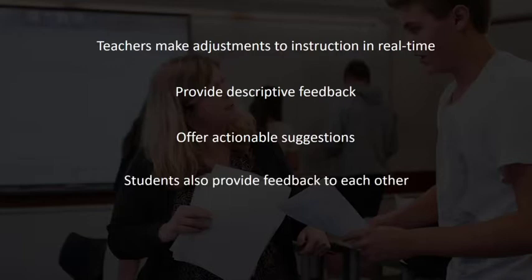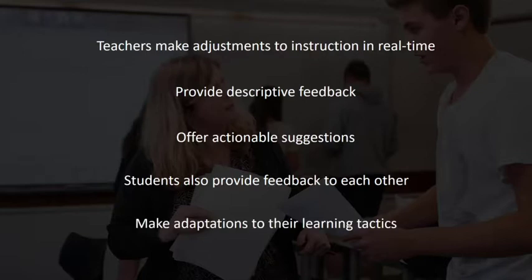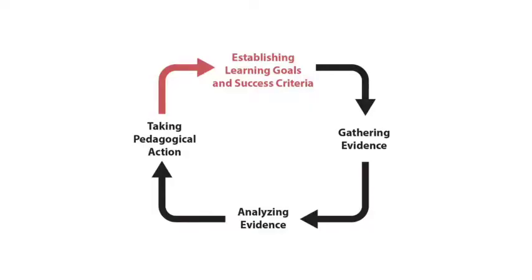Students can also provide feedback to each other that improves learning when they are given explicit structures, guidance, and routines for doing so. When students are engaged in self-assessment, they can make adaptations to their learning tactics in order to make continued progress. Then the process begins again with new learning goals and success criteria that build upon prior learning. Now let's look at these formative assessment elements all together in an example.